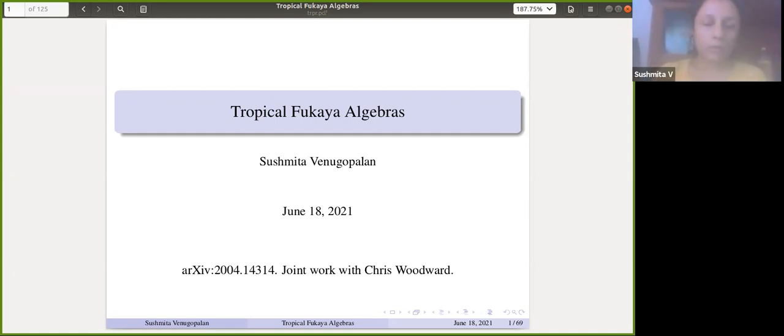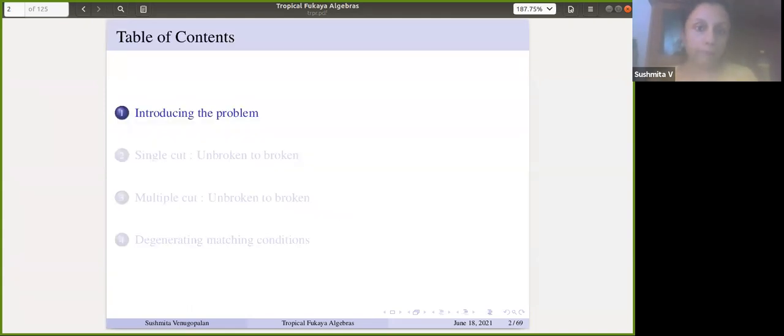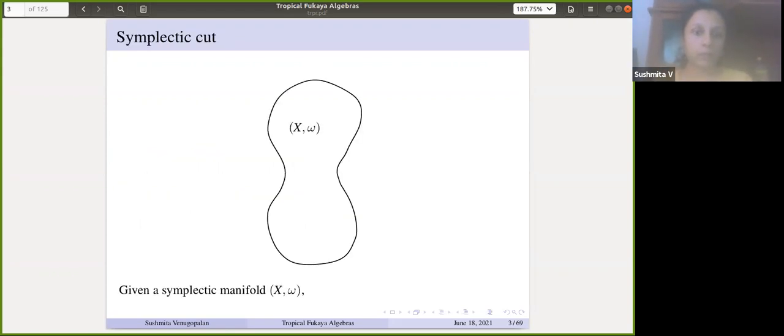Okay, so the topic of my talk is tropical Fukaya algebras, and it's based on a joint paper with Chris Woodward, which is on arXiv. So I start by introducing my problem. I start by telling you what a symplectic cut is, which might be familiar, but still worth reviewing.